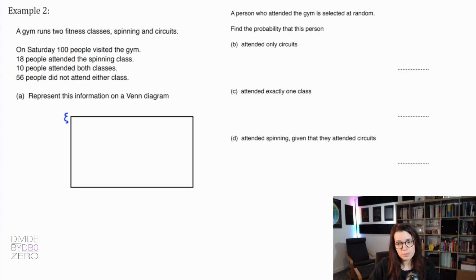Example 2, a gym runs 2 fitness classes, spinning and circuits. On Saturday, 100 people visited the gym. 18 people attended the spinning class, 10 people attended both classes, 56 people did not attend either class. Part A, represent this information on a Venn diagram.